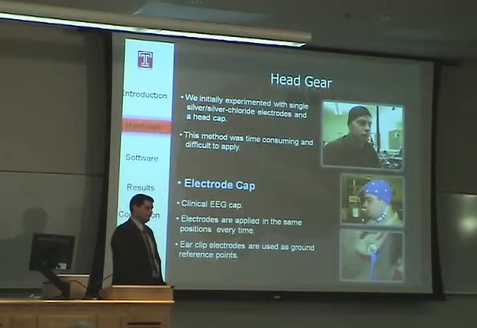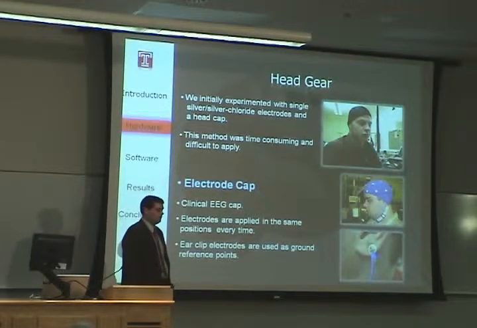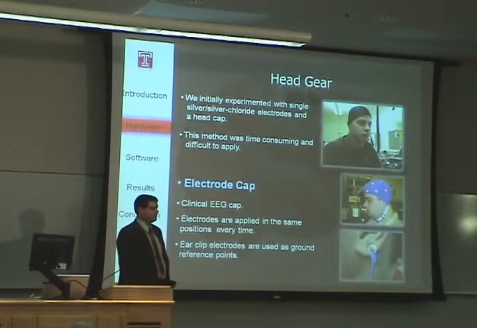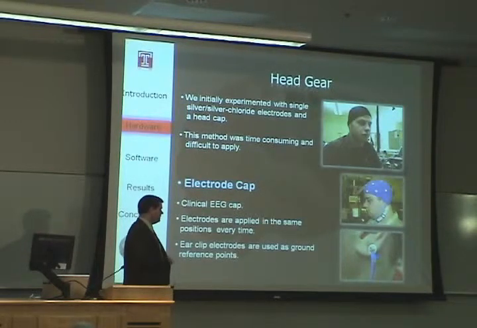This aids in the application. It speeds up applying the cap every time the user wants to put it on. It also helps with the accuracy because the electrodes are permanently fixed in position. In addition to this cap, shown here are the ear clip electrodes. Now these are used as ground reference points. This is connected directly to the amplification.